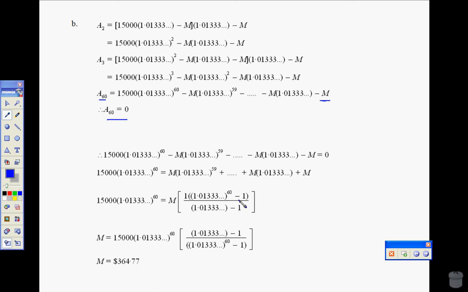Again, we can calculate that, divide that side by that one, or take it and multiply it by the reciprocal. You'll see you get the same result, that M would be equal to $364.77. So set up your pattern as we've done all the way through. Realise how we're going to get M, and we can put it into place there.